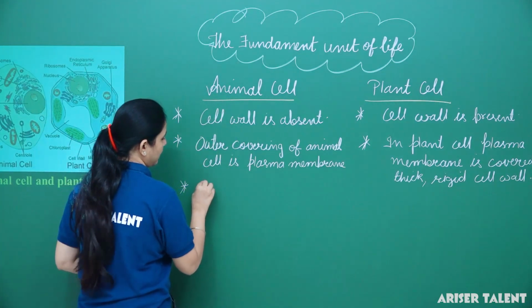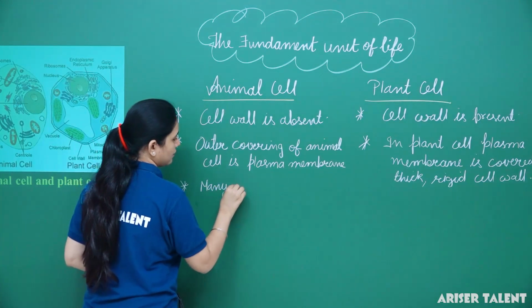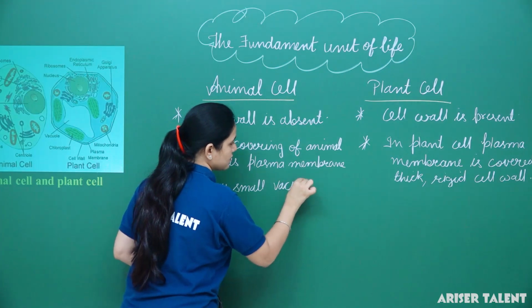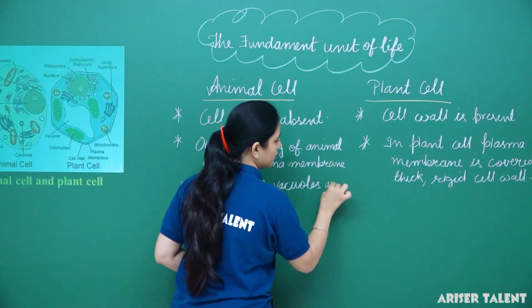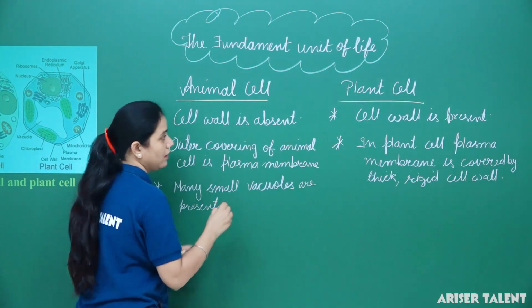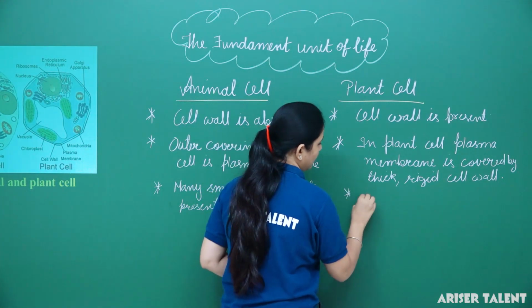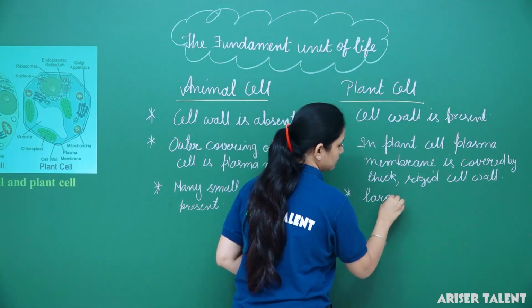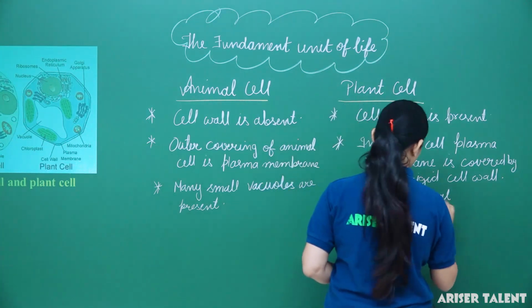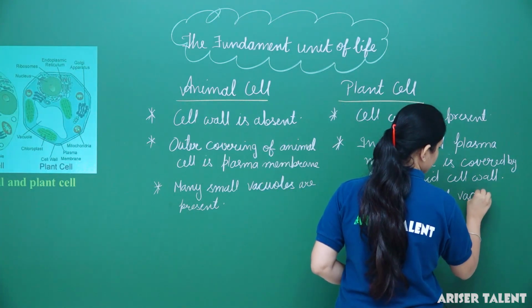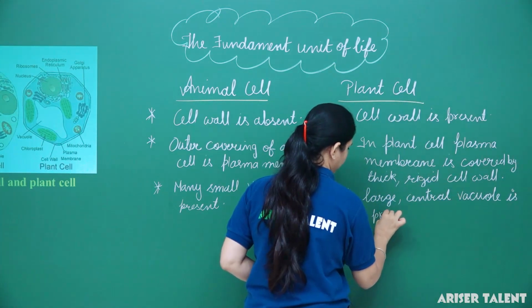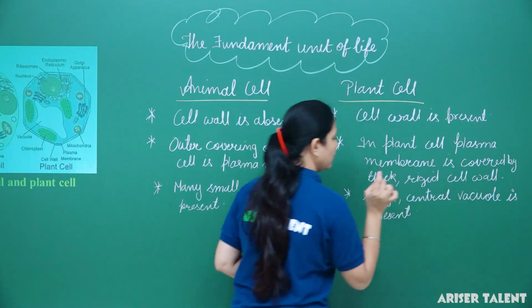Okay, many small vacuoles are present in the animal cell. But in the plant cell, a large central vacuole is present. Okay.